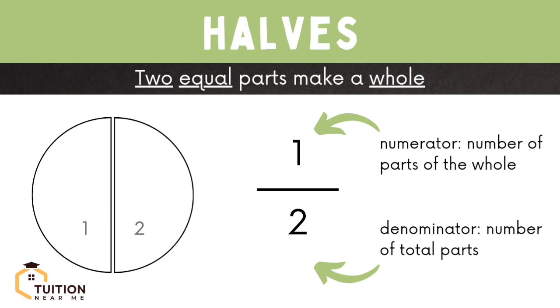Now, I want to introduce 2 terms, the numerator and the denominator. The numerator is the number of parts of the whole. The denominator is the number of total parts. To express halves as fraction, we will write the numerator on top of the denominator.